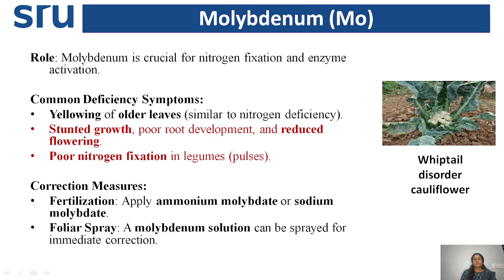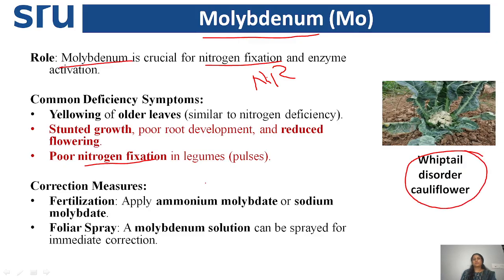Coming to molybdenum, molybdenum is crucial for nitrogen fixation. We have nitrate reductase and nitrite reductase, and nitrogenase in biological nitrogen fixation. So molybdenum has a specific role in nitrogen assimilation and also nitrogen metabolism. In the absence of molybdenum, the plant becomes stunted with poor nitrogen fixation. These are the highly common symptoms of molybdenum. One specific symptom that most exams nowadays ask is that whiptail of cauliflower is because of molybdenum deficiency.